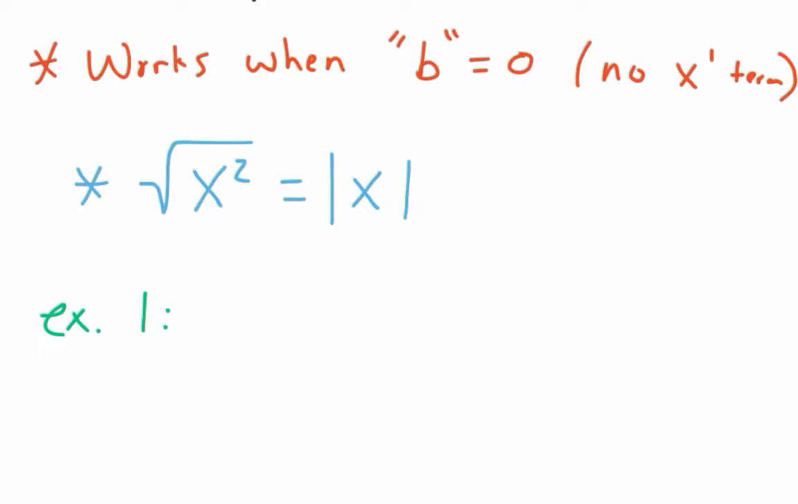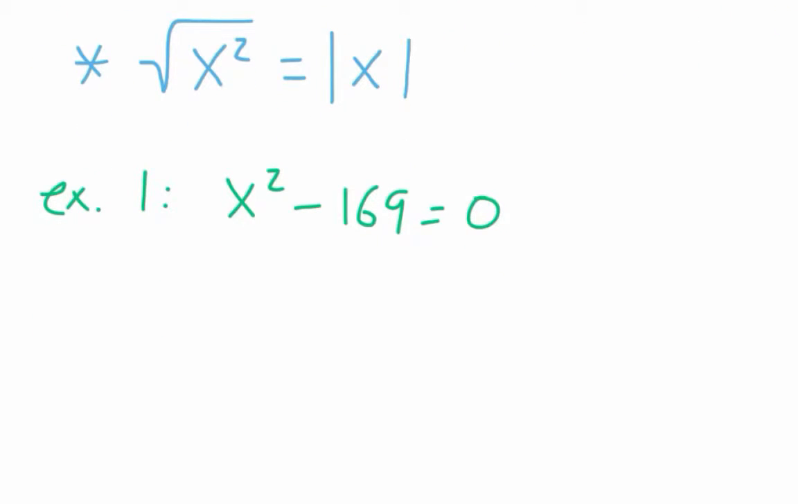So example 1. If I have x squared minus 169 equals 0. We could try solving by factoring. We could put it in our graphing calculator and graph and trace. We could use the equation x equals negative b over 2a. But if we're going to do one like this, one way to do it is just to solve this thing for x.